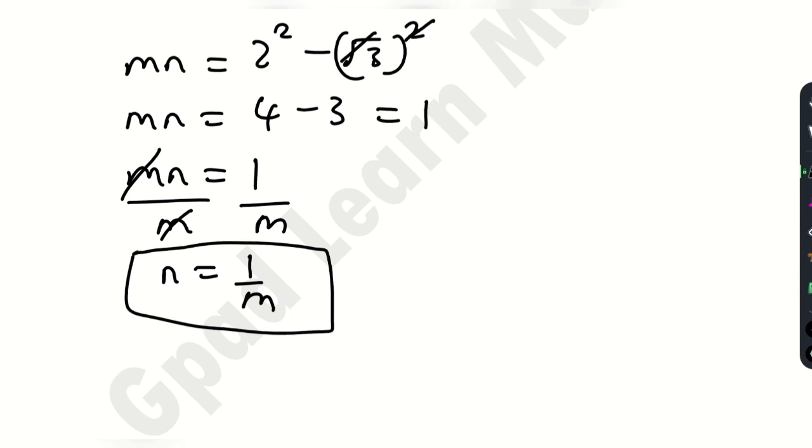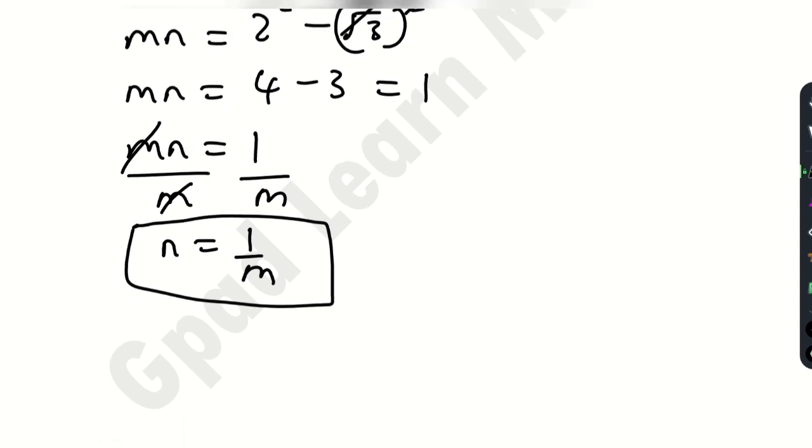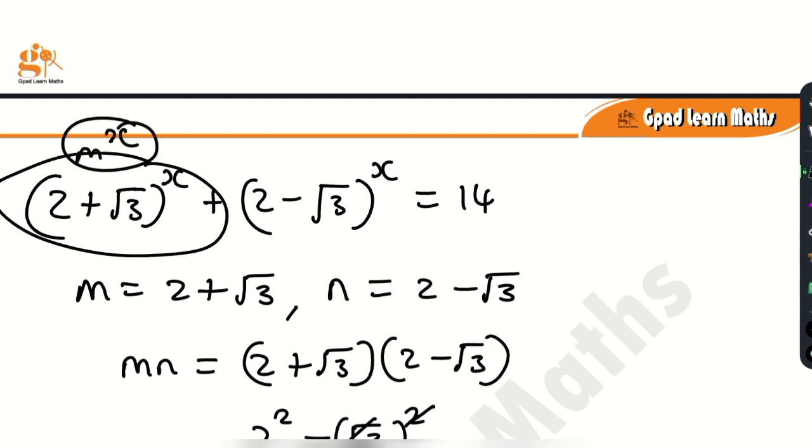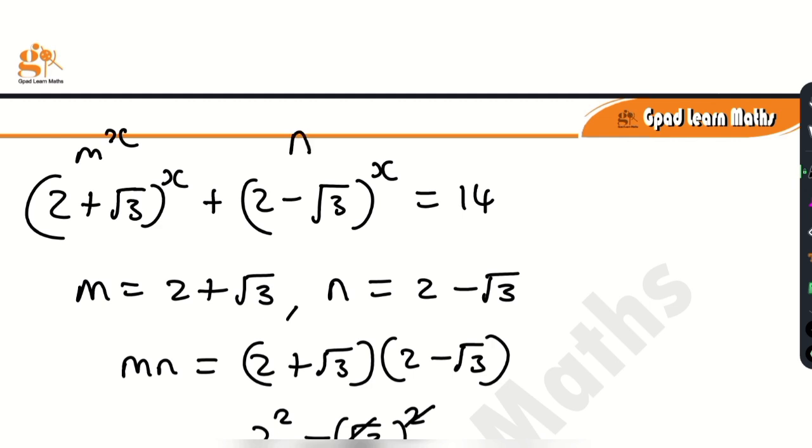Let's go back to the original equation, which of course we had 2 plus root 3 all raised to the power of x. We already said let m be equal to 2 plus root 3. So that's going to be what? M raised to the power x. Let me take you back and show you something. So you know we said let m be equal to 2 plus root 3. And let n be equal to what? 2 minus root 3. So I'm going to write m raised to the power x from here, and then n raised to the power x from here. So let me quickly go and write it out. m raised to the power x plus n raised to the power x is equal to 14.